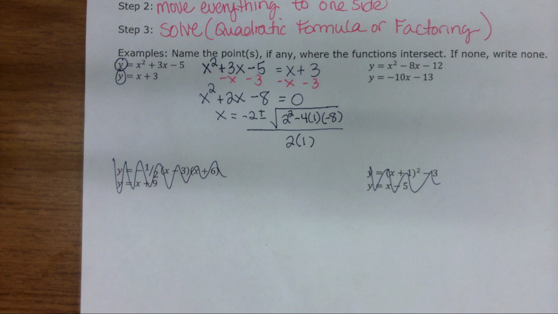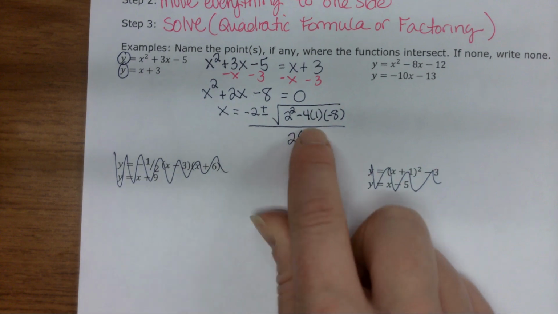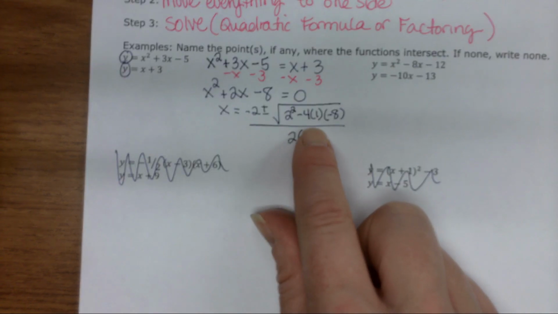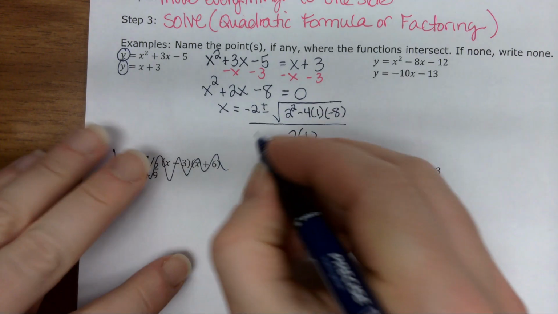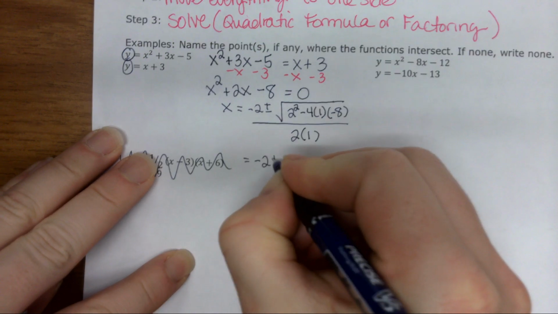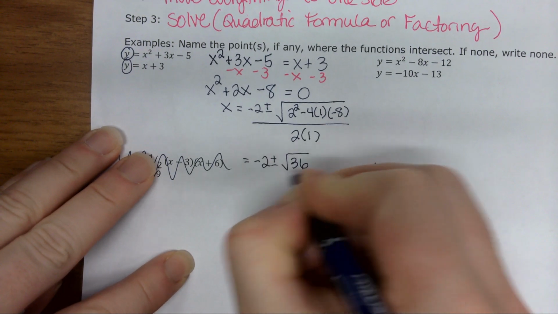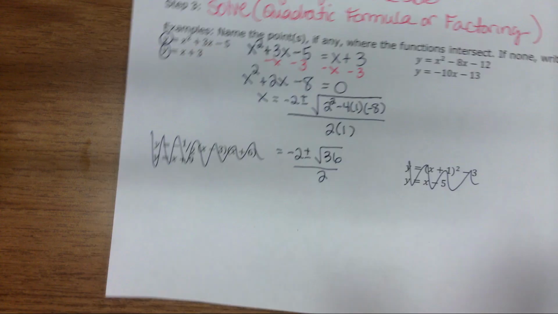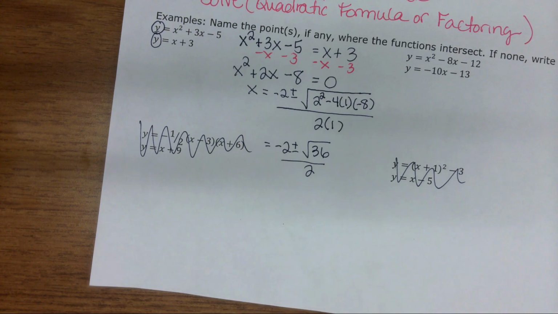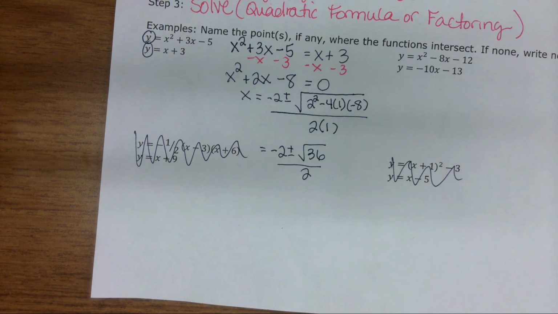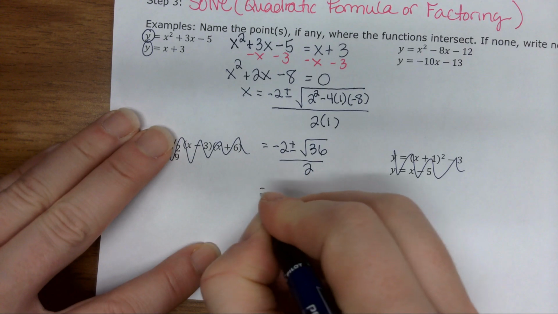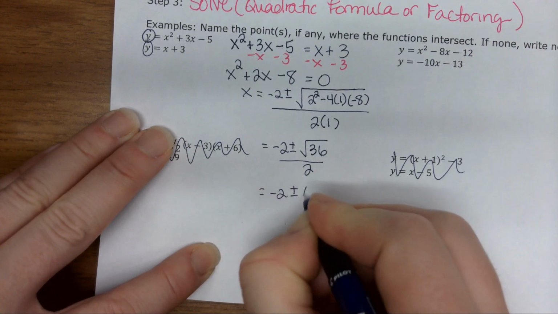Maybe this isn't a factorable one. No, it is. Do you guys get 36 in here? Would you give me a thumbs up if that's what you got? Awesome. All right, so we have -2 plus or minus the square root of 36 over 2. Soraya, what's the square root of 36? 6. -2 plus or minus 6 over 2.